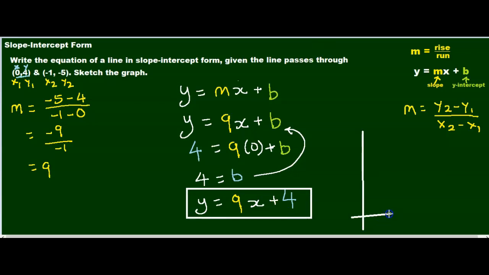How do we plot or sketch this graph? My y-intercept is 4, and we're going to go up 9 units, so 1, 2, 3, 4, 5, 6, 7, 8, 9, 10, 11, 12, 13. That's where it ends. And we're going to go over 1. So these are my 2 points. If I draw a line that passes through these points, there is the sketch of my graph.